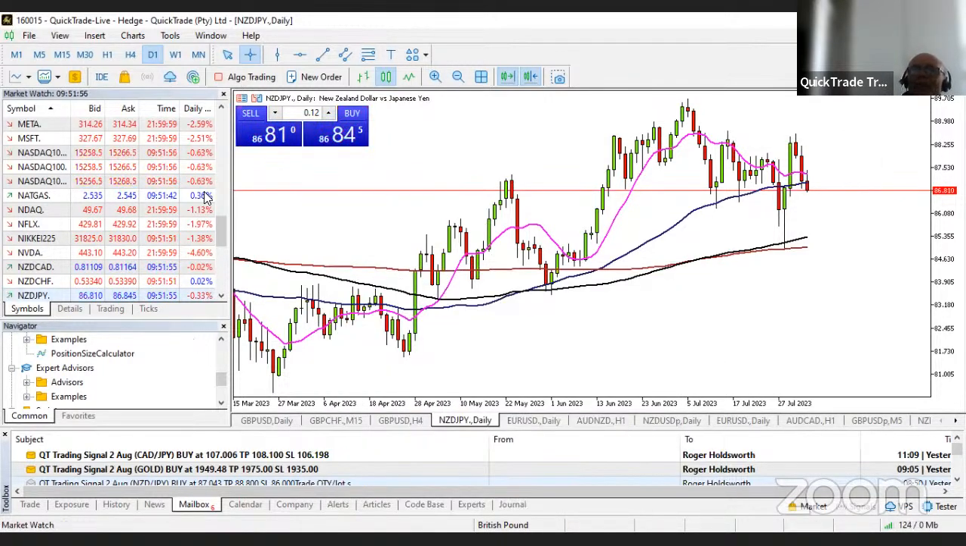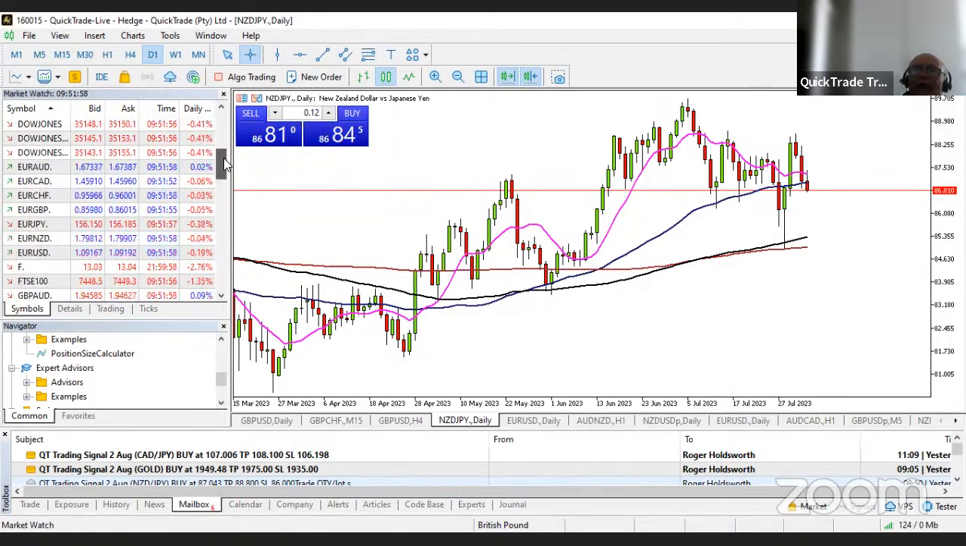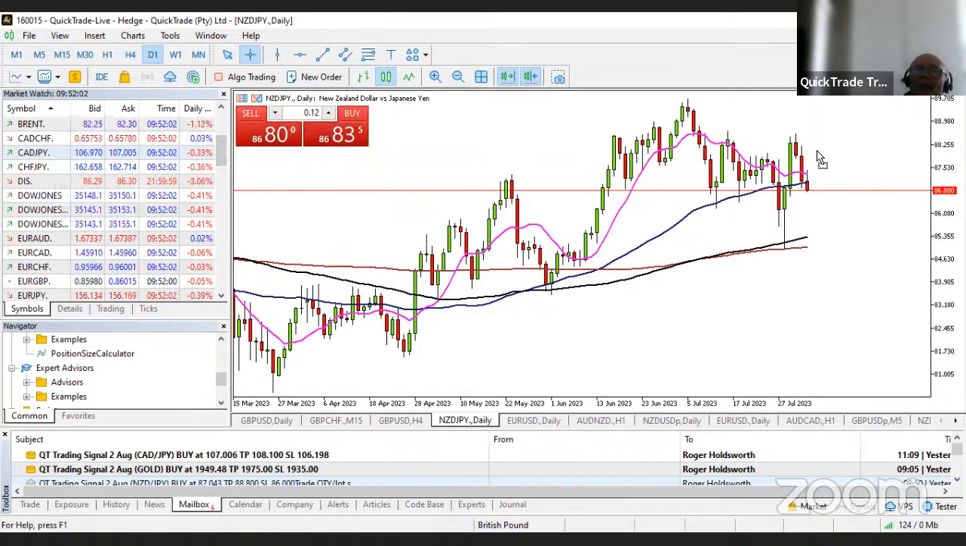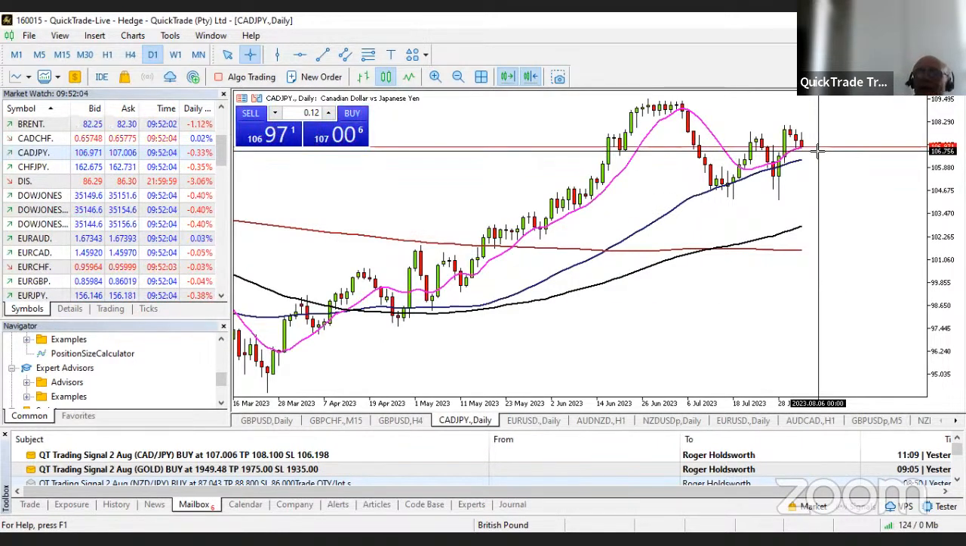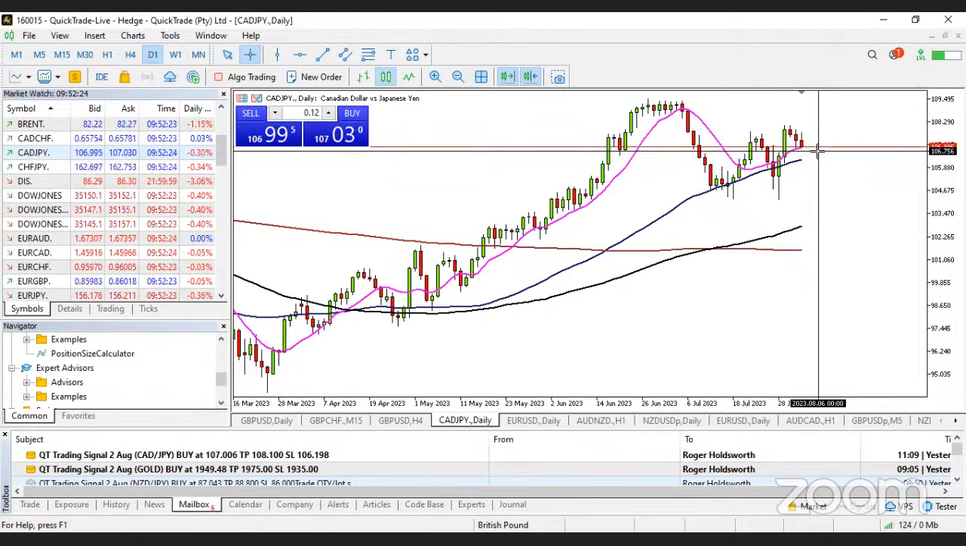CAD JPY, that was doing all right. I modified my stop and I got stopped out on that one, albeit in a profit. It's come off quite a bit now. I got stopped out at 107.40. It was 107.70, I think, when I modified. I went to 107.40 and I got stopped out in a profit. Okay, anybody else got stopped out in a profit after modifying, or are you guys still in this one? Still in. Okay.